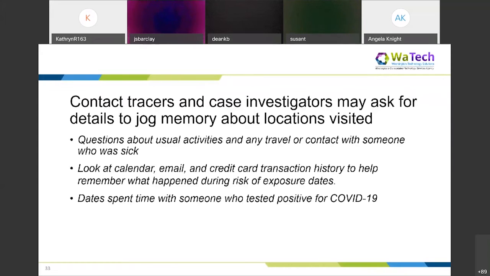And so other than that, all of the financial information, social security numbers, ID numbers, that type of thing, is not the type of information that is collected.